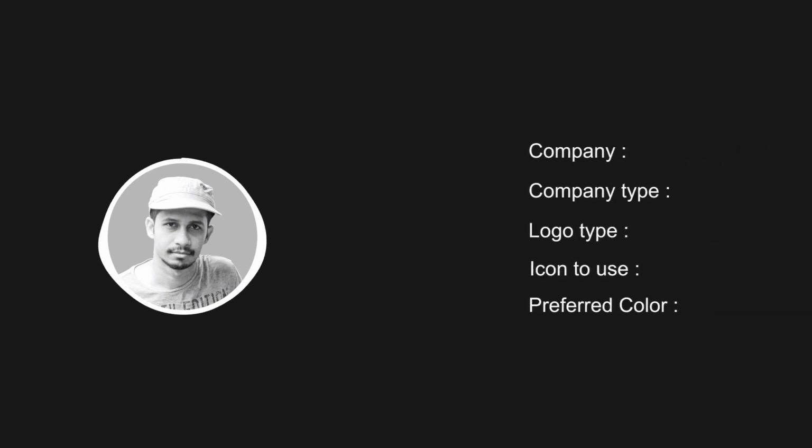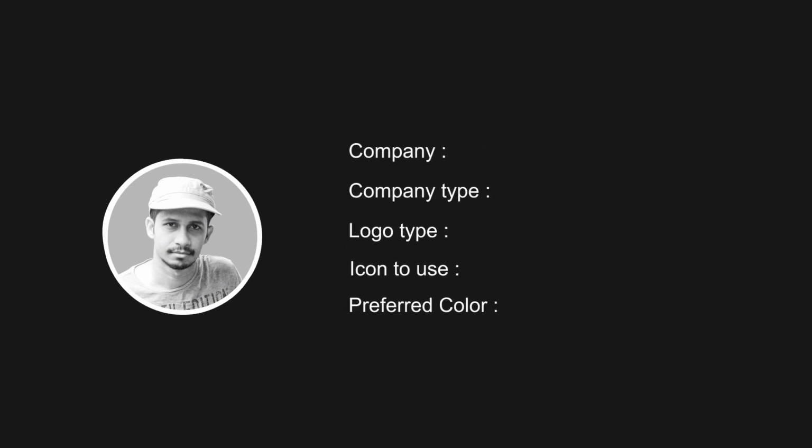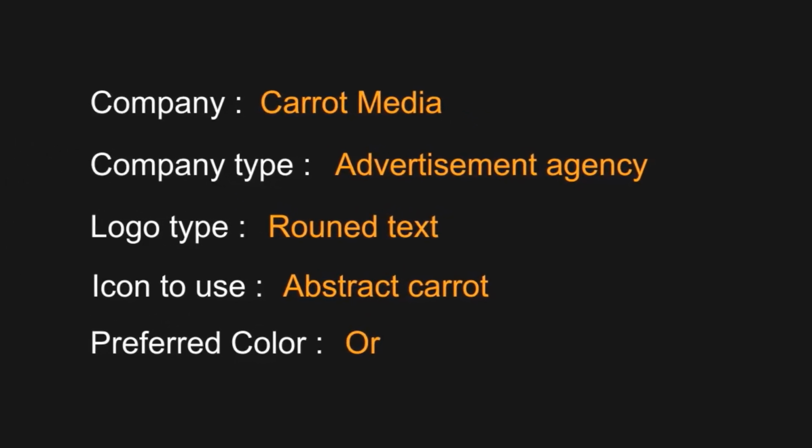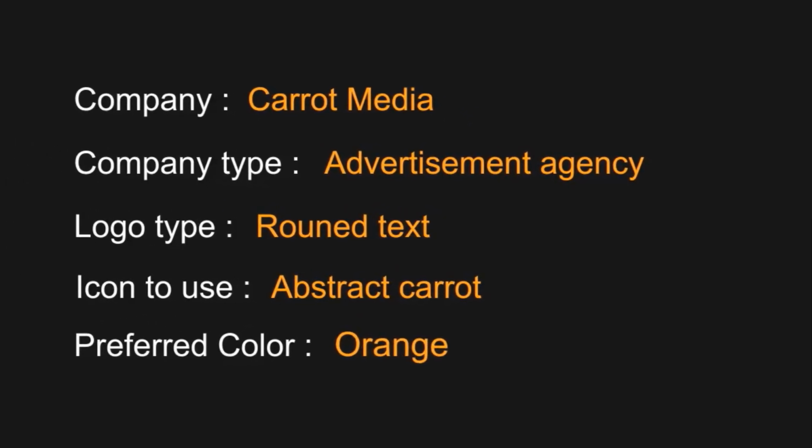A couple of days ago, I designed a logo for my client Lawrence Banahan. The company name was Carrot Media. It is an advertisement agency. The client wanted a rounded text logo and an abstract carrot in the circle. The color he preferred was orange. Based on those pieces of information, I will start my initial sketching.